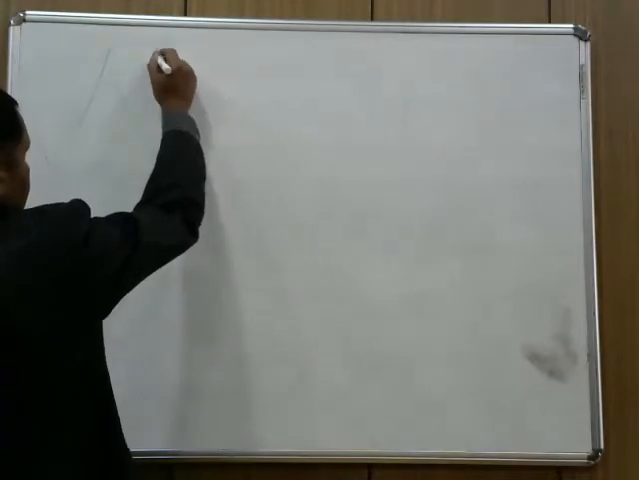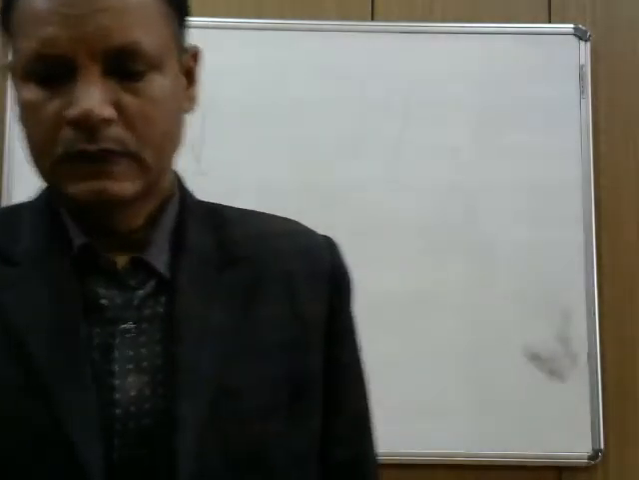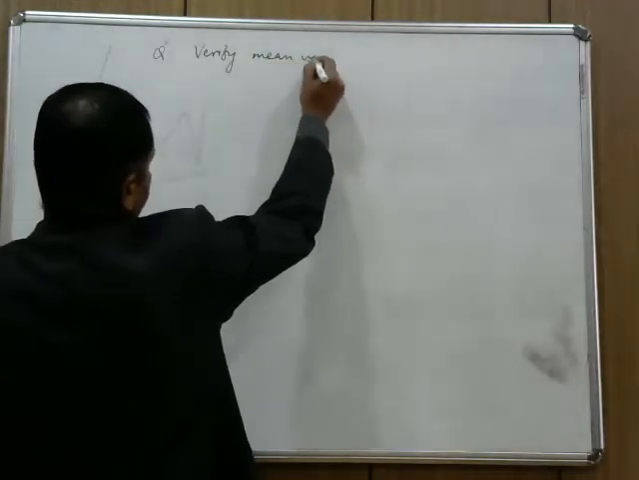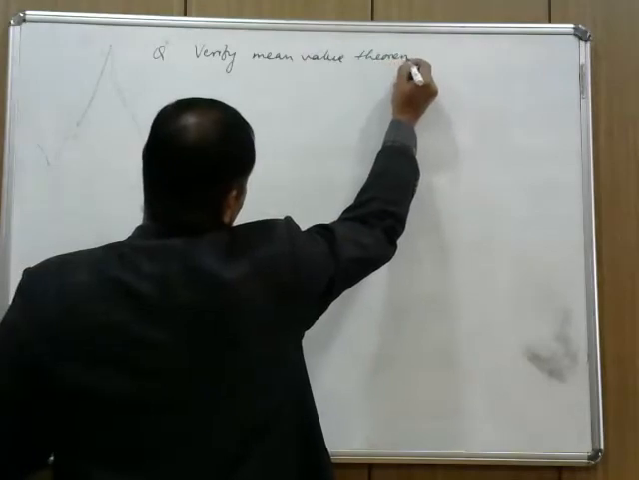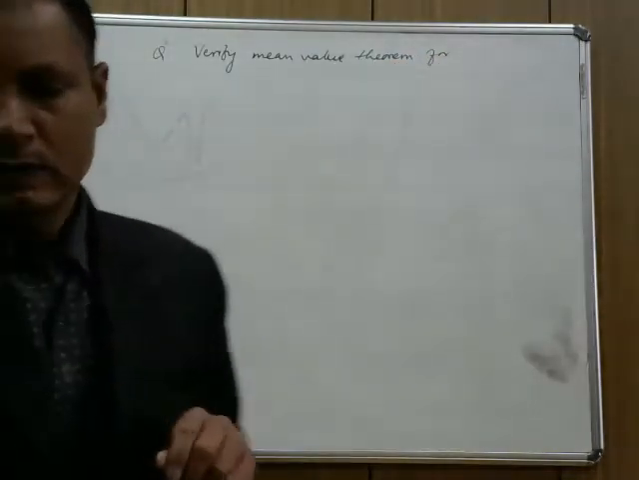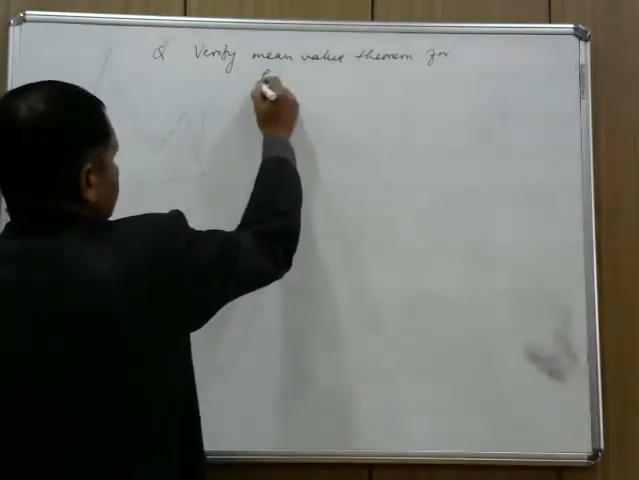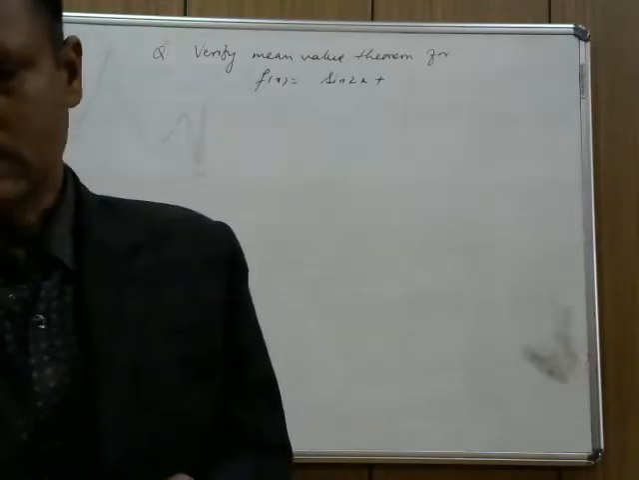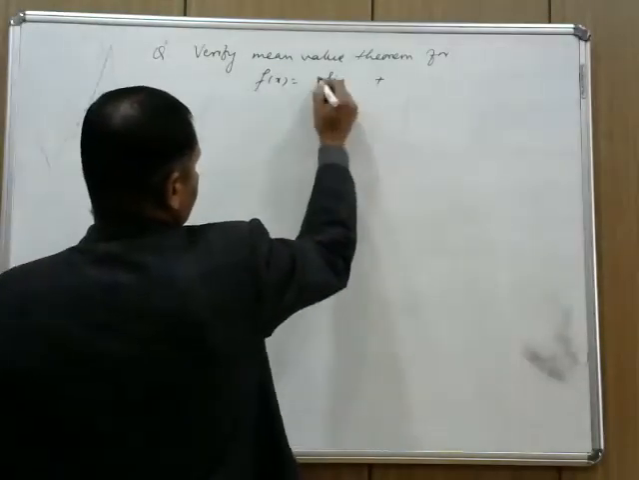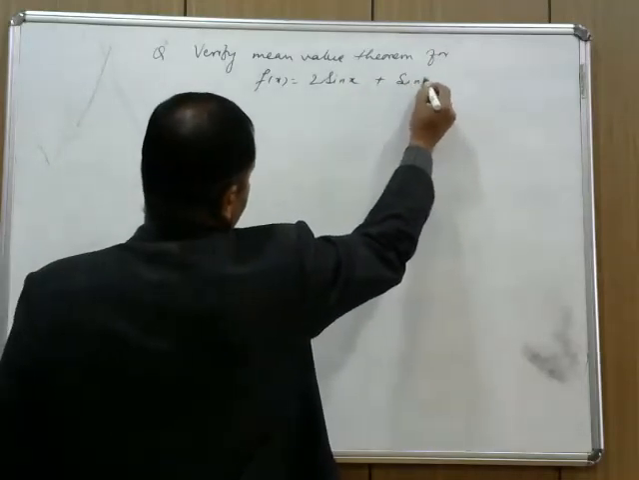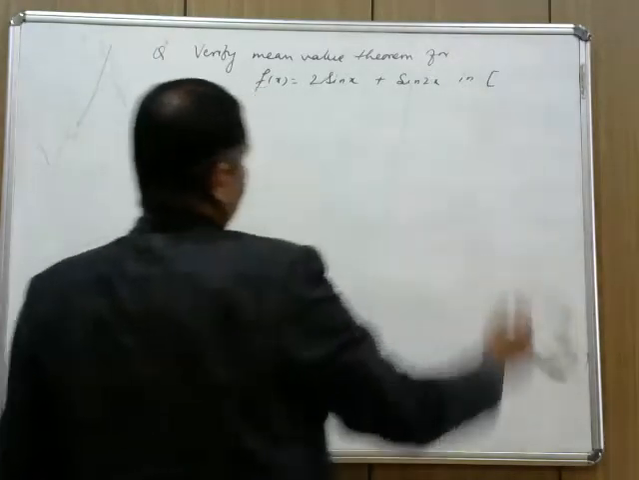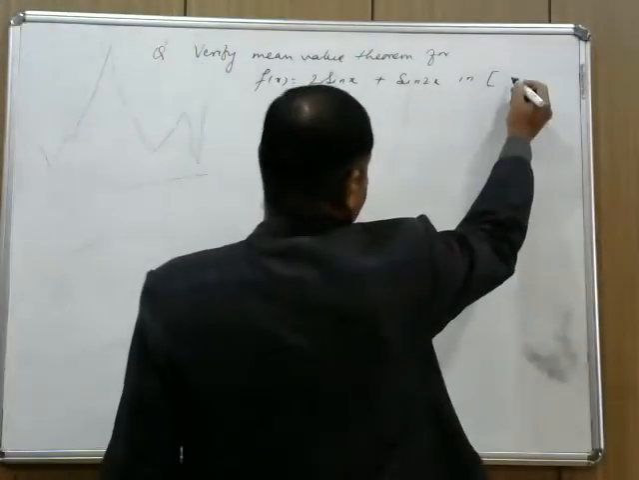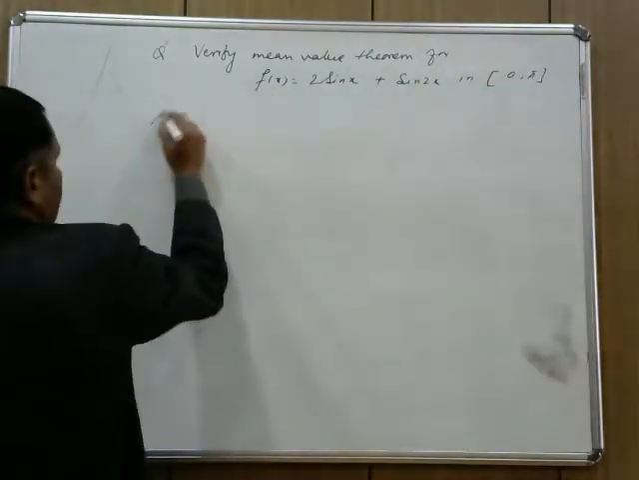Let the question be: verify mean value theorem for f of x is equal to 2 sin x plus sin 2x in the interval 0 to pi. Right. Now see the solution of this part.